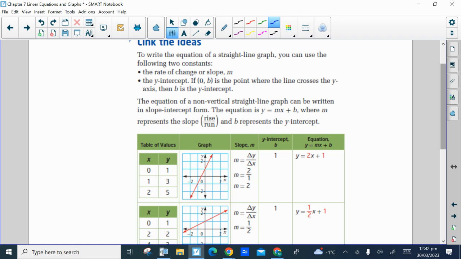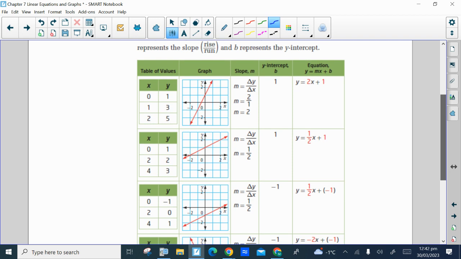M tells you the slope, right? Remember, slope is rise over run. B tells you the y-intercept. So if we look at these examples here, we've got a table of values and we have the graph. The slope can be found by counting. Go from one point to another point.